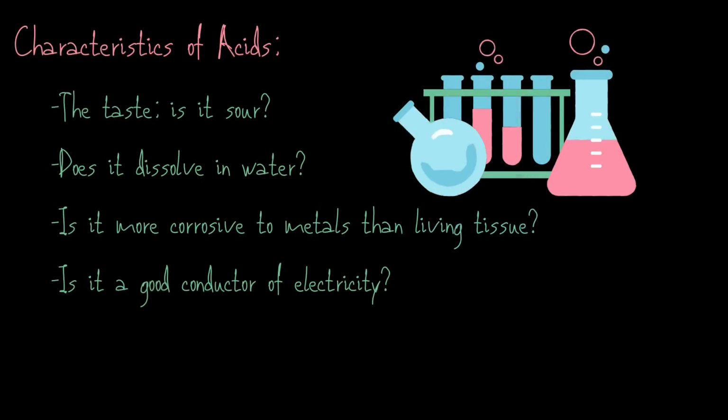Acids and bases have a specific set of characteristics that help make them identifiable. Before using a specific tester to figure out whether you have a base or an acid, there are specific sets of characteristics that can help you identify whether you're dealing with an acid or a base. For acids, the characteristics are as follows. Does it taste sour? Does it dissolve in water? Is it more corrosive to metals than living tissue? And is it a good conductor of electricity?